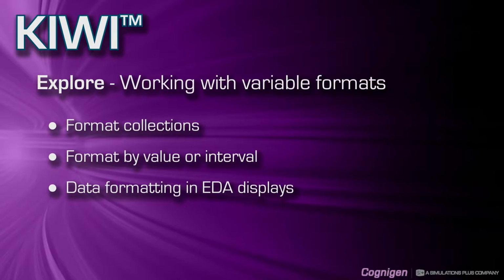In this tutorial video, I will illustrate how to work with variable formats in the KIWI Explore module. Oftentimes, analysis datasets contain variables which are defined with discrete numerical values. These values are typically associated with specific definitions that are not reflected by the actual number. For example, the variables which document the sex of the subject included in a clinical trial are typically defined using a 0 for male subjects and 1 for the female subjects, or vice versa.